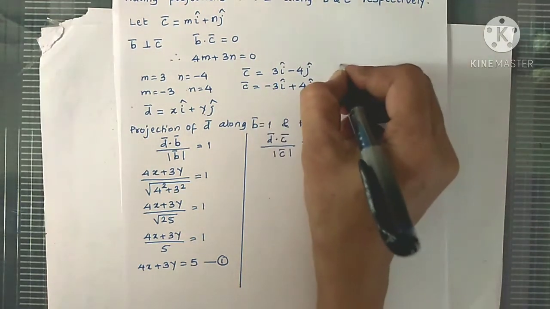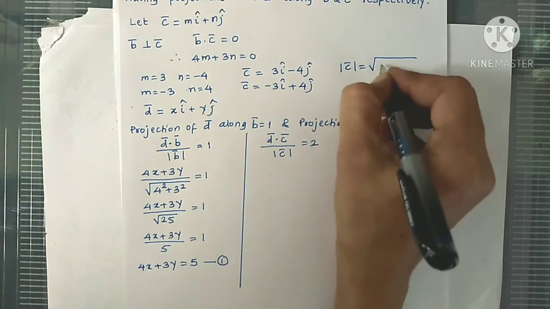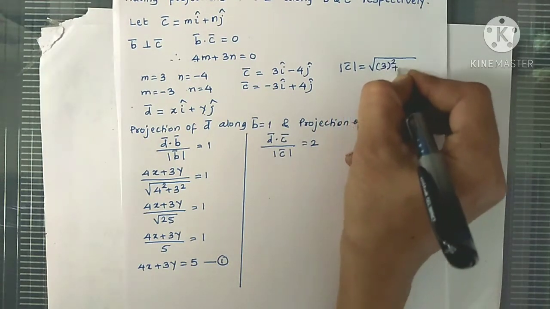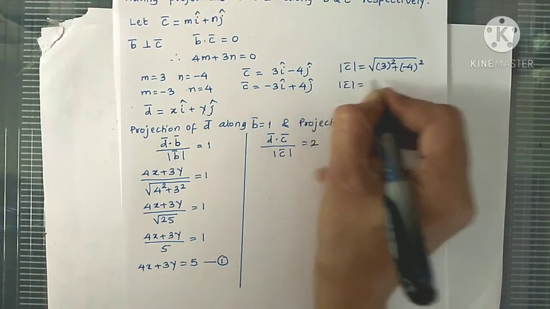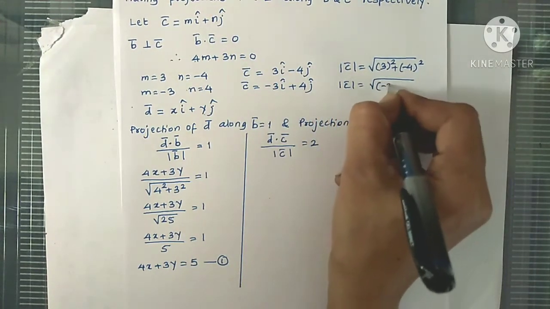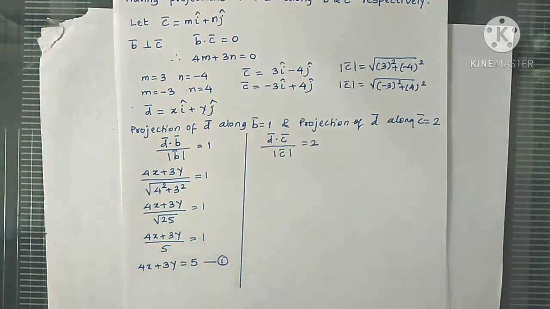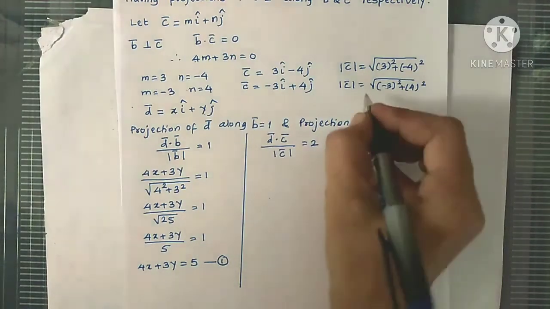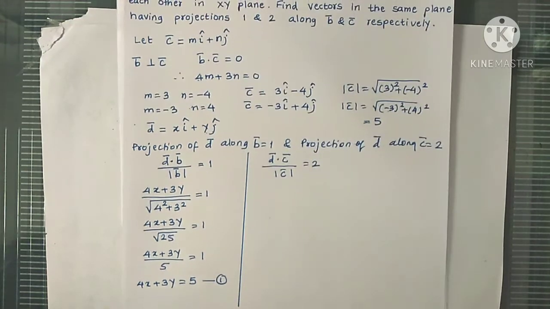So in both the cases you can see modulus of c bar is root of 3 square plus minus 4 square, and here it is minus 3 square plus 4 square. But squaring we get the same thing. 9 plus 16, that is 25, and square root of that is 5. So modulus of c bar is 5 in both the cases. Only thing is the sign will change in dot product. So d bar dot c bar upon modulus of c bar.